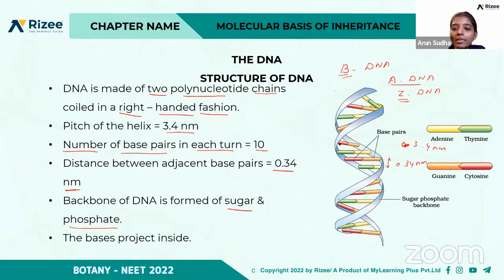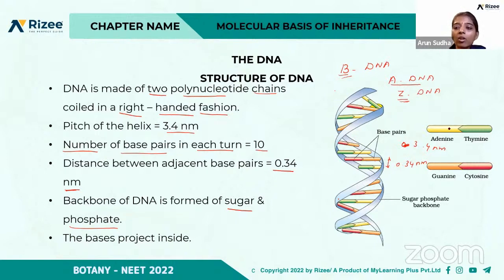So what about these lines? So these are the nitrogenous bases which are present inside. So the bases project inside. So here this yellow represents the adenine, green represents the thymine, this orange one represents the guanine, and this red represents the cytosine.